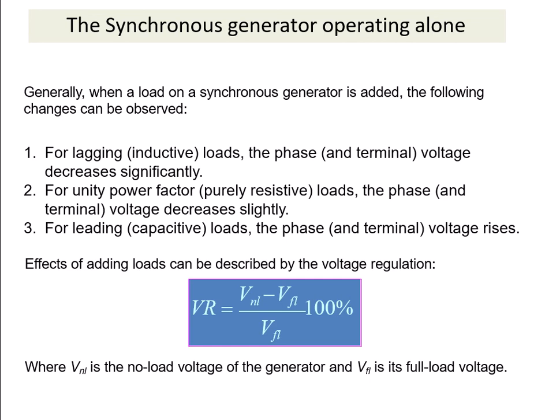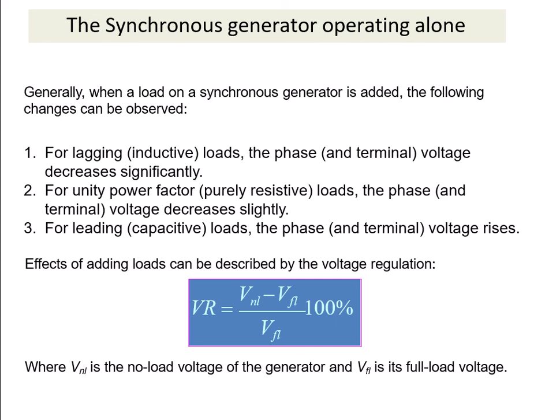Generally, when a load on a synchronous generator is added, the following changes can be observed. First, for lagging inductive loads, the phase and terminal voltage decrease significantly. For unity power factor loads, the phase voltage decreases slightly, and for leading loads, the phase voltage rises. So our observation is that for a lagging, inductive load the phase voltage decreases significantly.